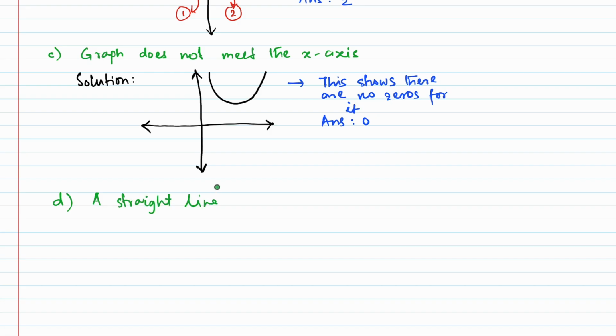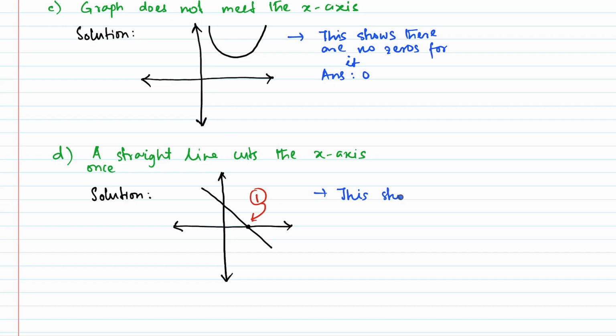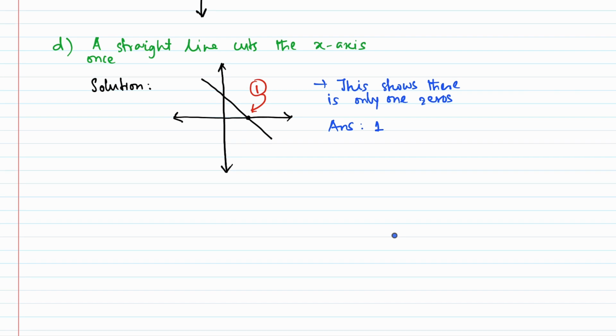D. A straight line that cuts the x-axis once. Again, this is similar to A. We are drawing the graph, so it is cutting at one point on the x-axis. So here the number of zeros is 1. It's very simple. So this can come in MCQ or in the objective based questions.